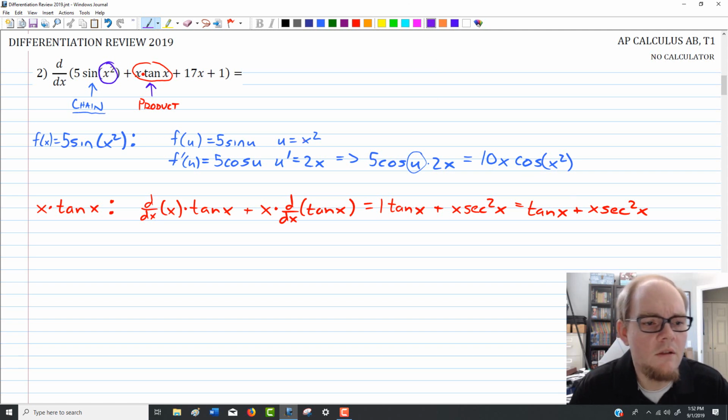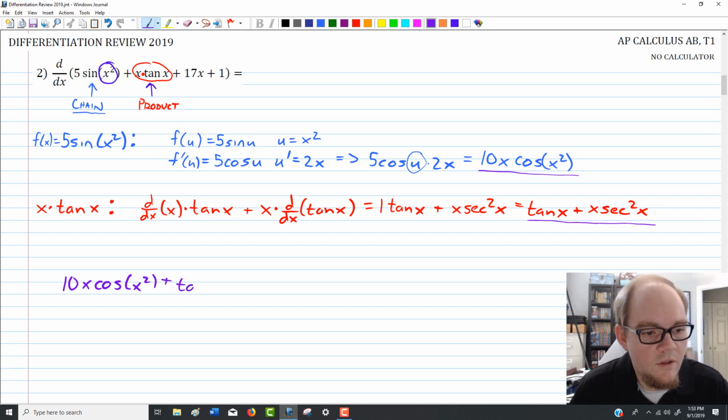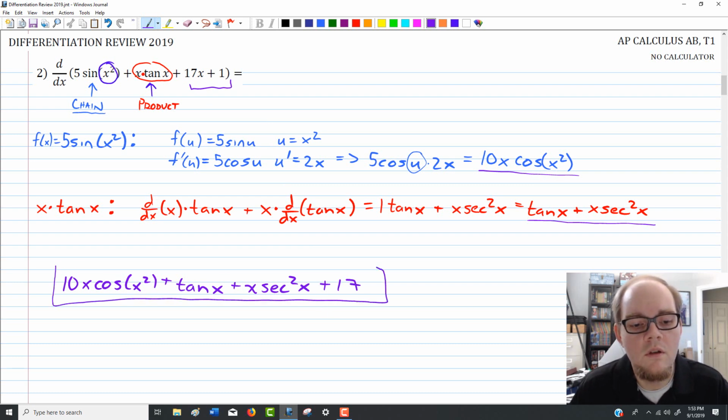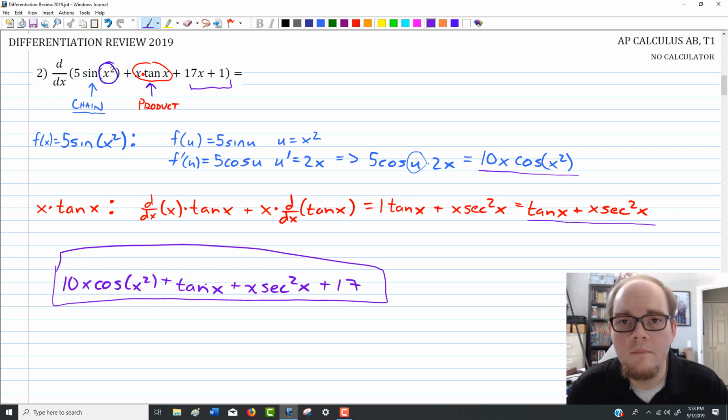Now with all those pieces together, we can finally bring everything together. So we have the first term's derivative, the second term's derivative. So let's go ahead and do that. Our answer here is going to be 10x cosine of x squared, then plus tangent of x plus x times secant squared of x. And then finally, we can't forget those last two terms. The derivative of 17x is 17, and the derivative of 1 is 0. So in other words, we are done.